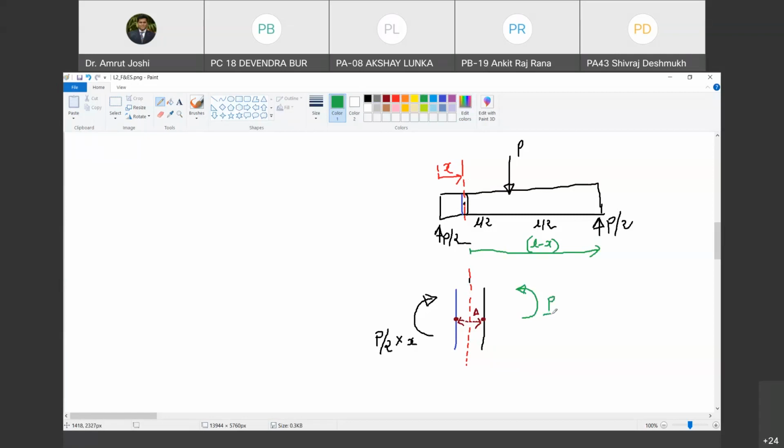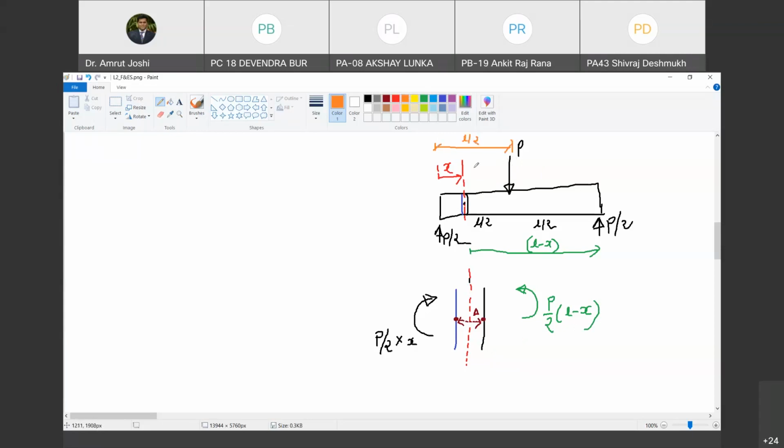Yes, sir. P by 2 into L minus X. That's what I am going to write. Okay. And what is the moment of this P here? So I know that this distance is L by 2.